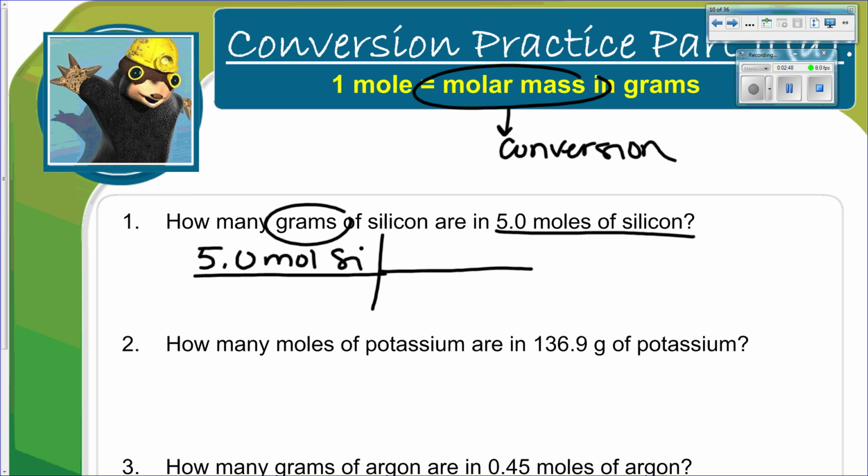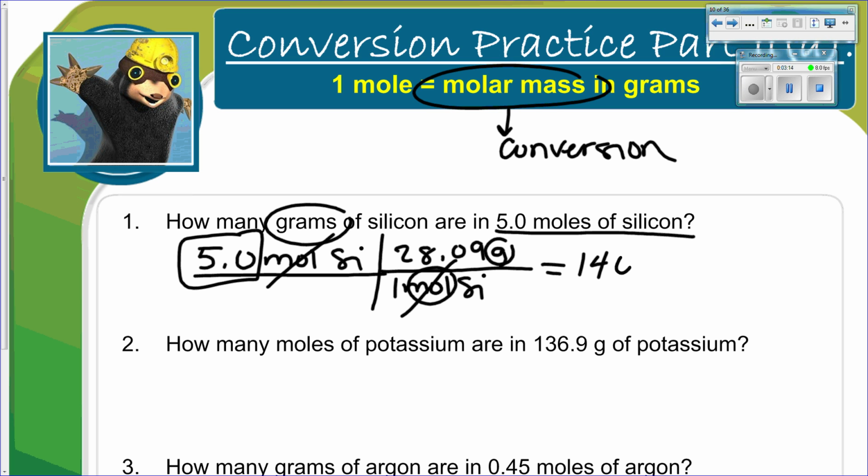So in this case, we know that if you have 1 mole of silicon, then it's always going to be the equivalent of the molar mass, which if you look on the periodic table, is going to be equal to 28.09 grams. So remember, that's where that grams per mole comes in. Okay, that's that unit right there. So then you cancel off your moles, you do the math, and remember you have to take it to 2 significant figures, so you multiply across and divide, and you get 140 grams of silicon.